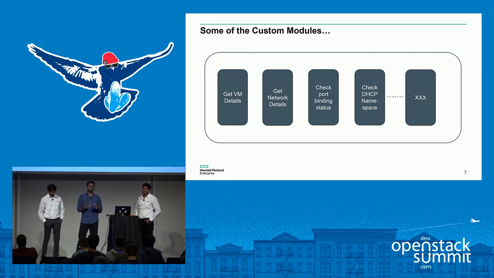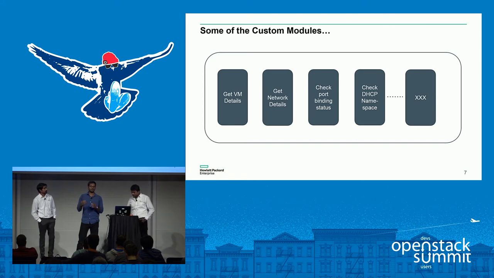Basically, it just runs a Nova show command, gets all the information and stores it in a JSON. The JSON can be used by some other modules to query and drill down further. Similarly, there is another module to get the network details. It will get all the network ID, state, everything.